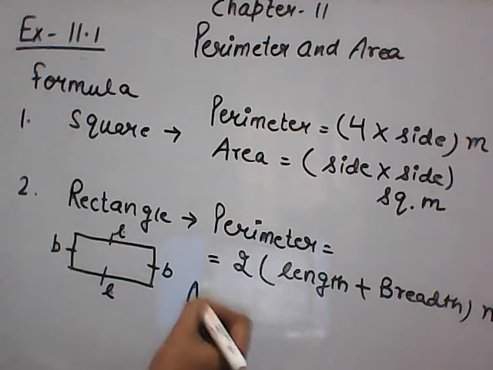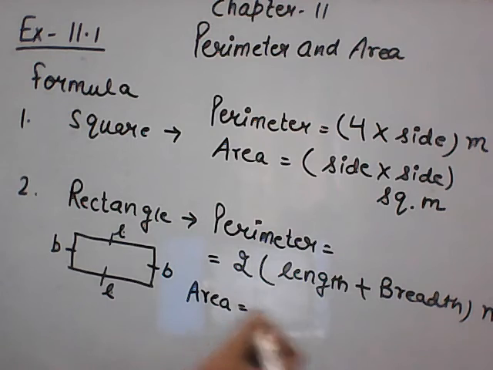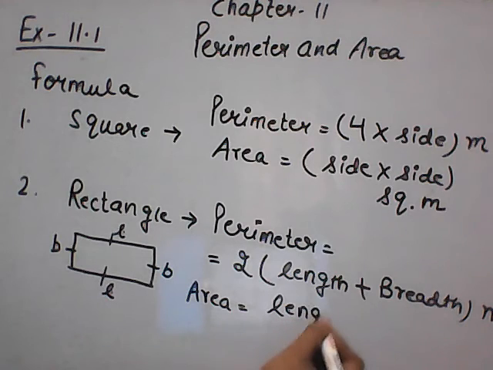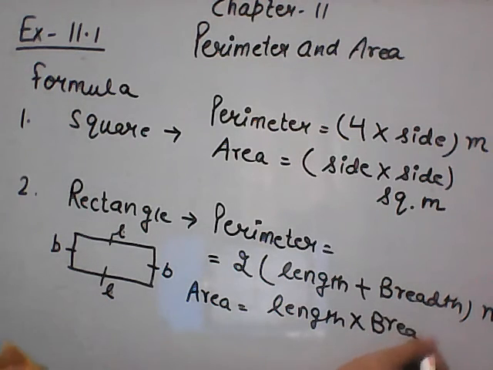Now, formula for finding area of a rectangle is length into breadth, square units. You have to write area in terms of square units and perimeter in terms of meter, or you can say in terms of unit.